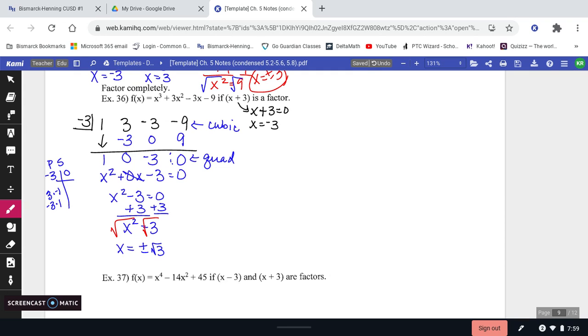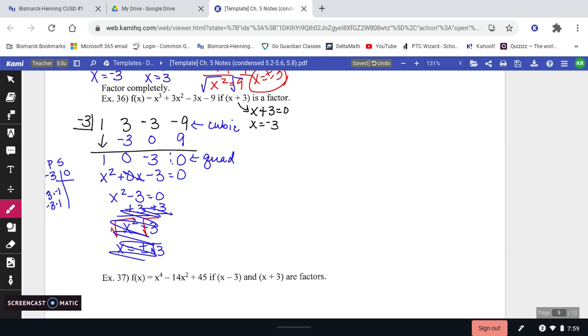You know what? I went a little far on this one because this just says factor completely. I went on to solve, so I was kind of operating under the previous set of instructions. So we need to back up just a little bit. Factor completely. So I don't need to solve it. I can just get rid of that part.